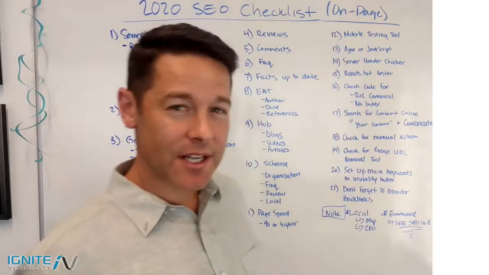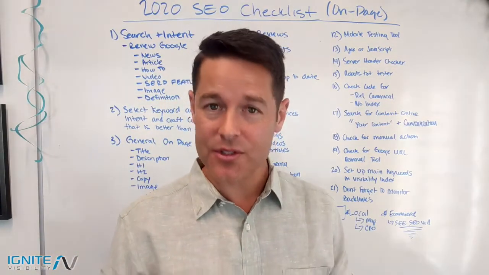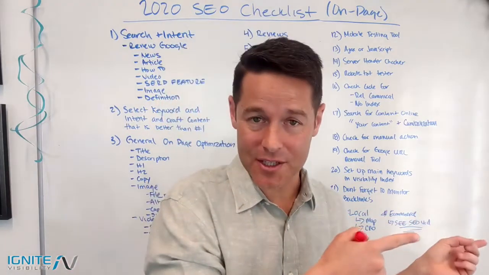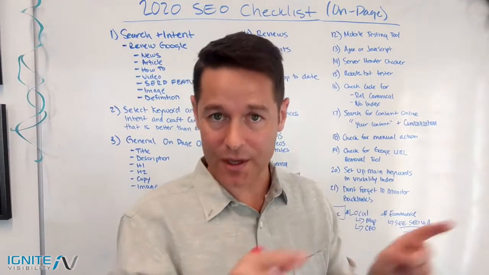Number 16, you want to check the code for rel canonicals or no indexes. A rel canonical will tell Google, rank this other page that I'm pointing to, not this page if you're pointing to a different one.